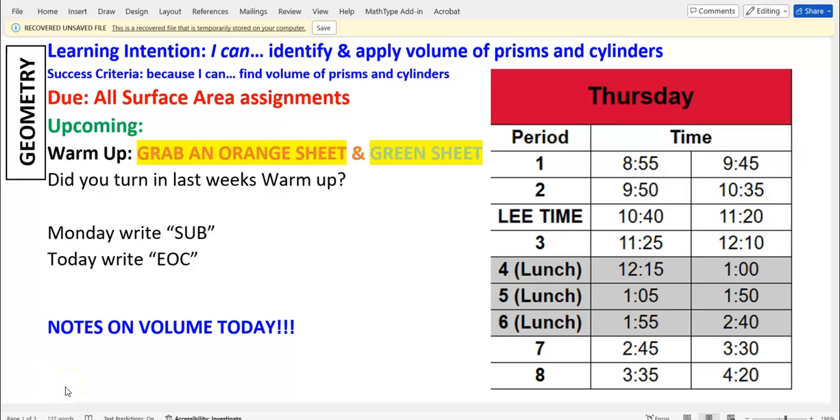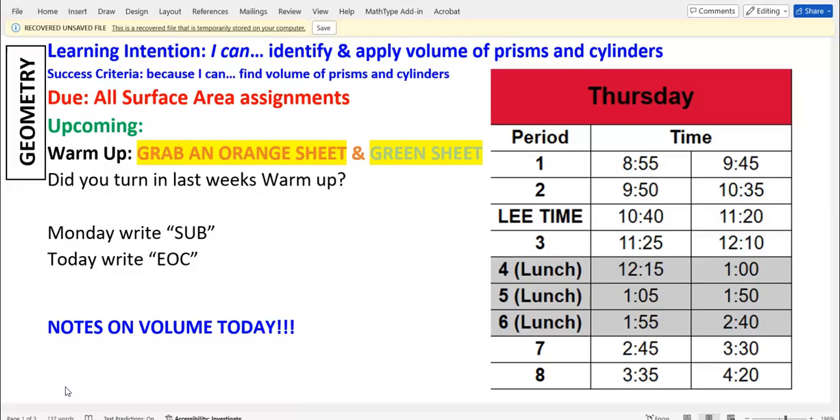Welcome back. Everybody, got to put your phones away, headphones away. It's a new week. Did you turn in last week's warm up? Hopefully. We are on lead time today, so we got here at 11:20 because we have an extended second period, so plenty of time. Okay, what else?